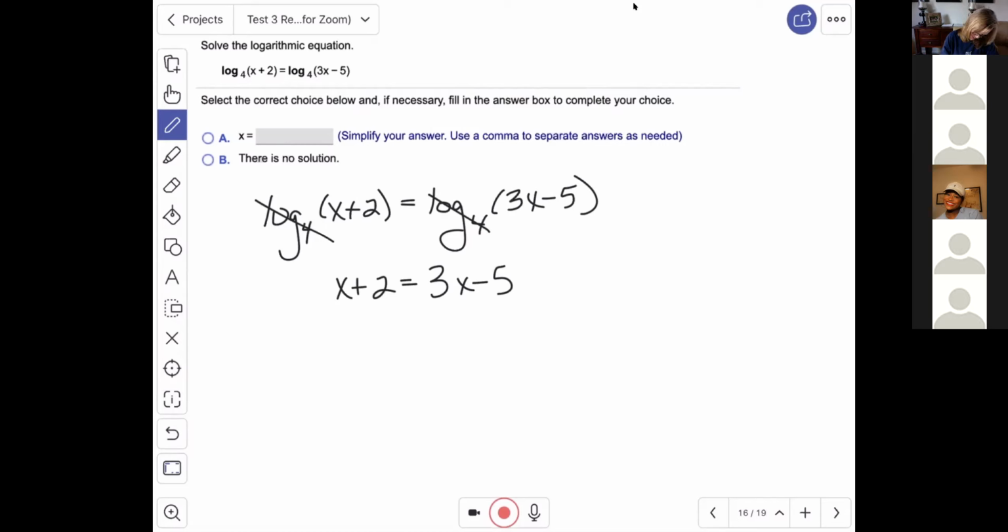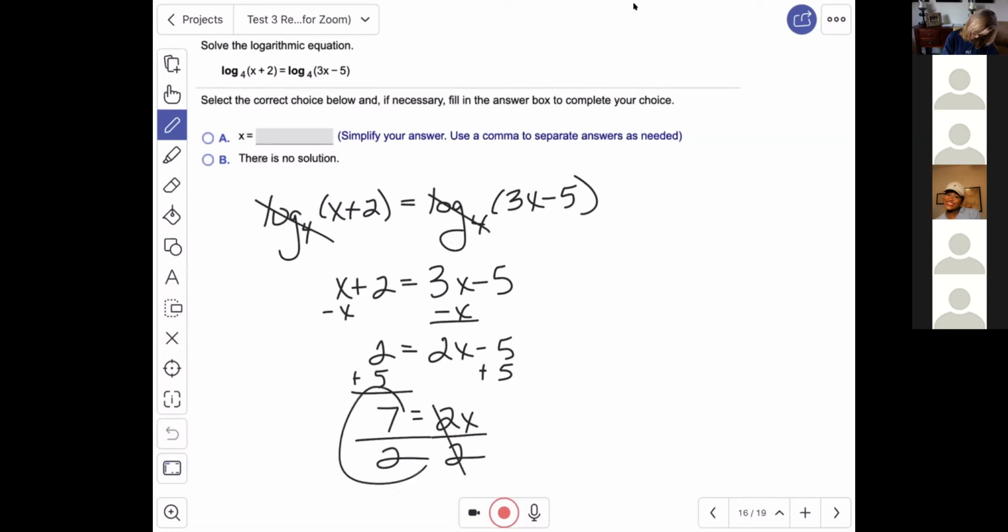You can drop them. So it'd be what? And then plus 5. We got 7 equals 2x. I got 7/2. That's my answer. 7/2. So that's the one, I think it's the only one you would see where the logs are equal to each other. Just drop the logs. All right. Okay, so that's the first kind of log.